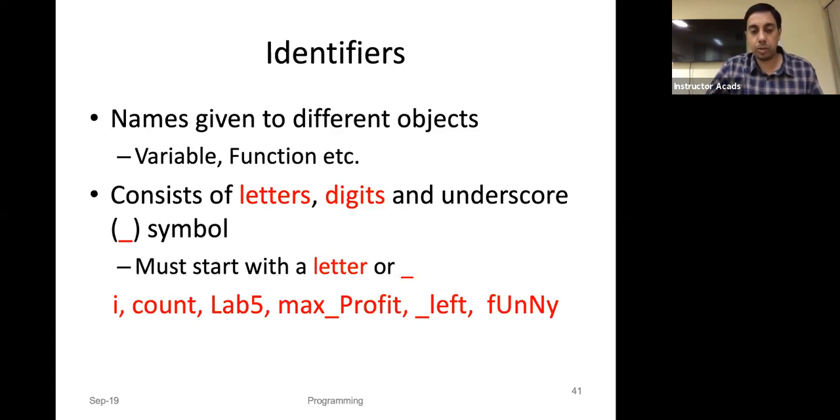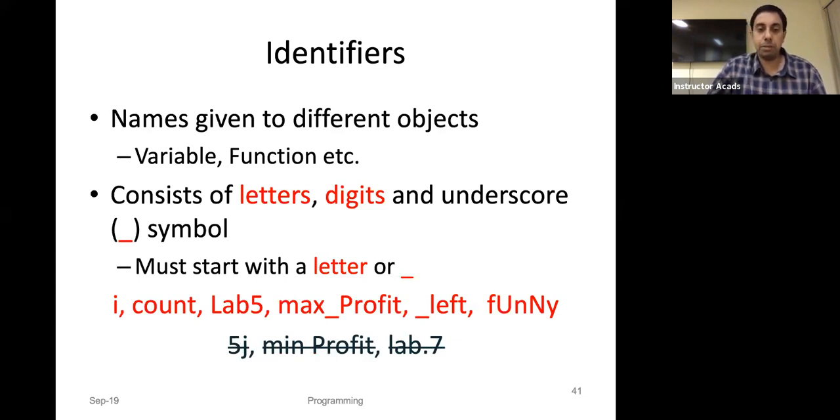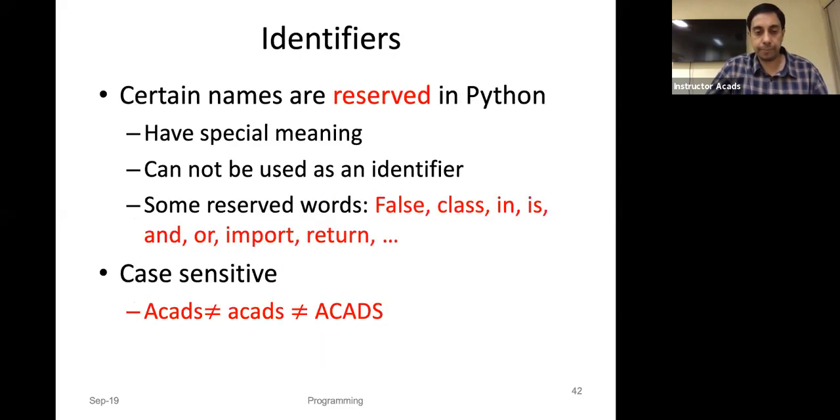So 5lab is not a valid variable name. And you can mix capital letters and small letters. Here are some invalid variable names: 5lab, because it starts with a digit. Min profit is an invalid name because there's a space in between. Lab.7 is invalid because dot is not a valid character. The most important thing to note is that Python is case sensitive. So capital A, acads, is different from small a, acads, is different from all caps ACADS. These are different names, so variable names are case sensitive, and this is something to watch out for.